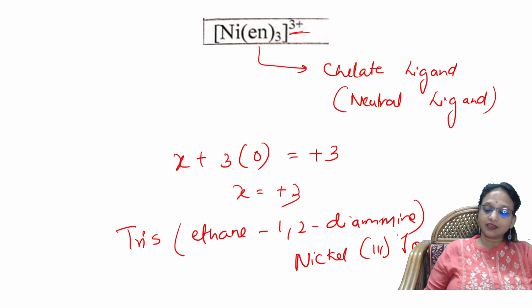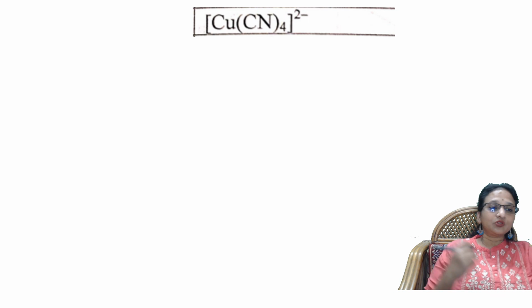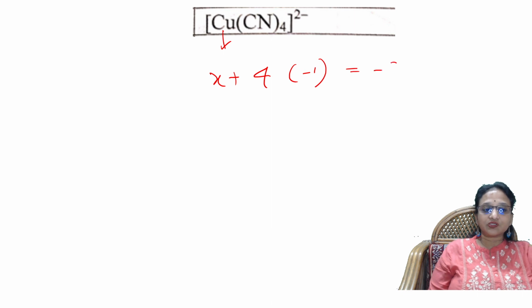Like that. One more we will see. Easy. Copper. Cyano is minus 1. This is minus 2. X is equal to 2. So tetracyano.